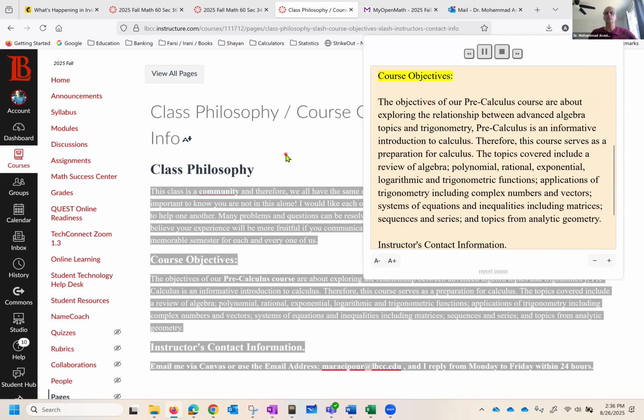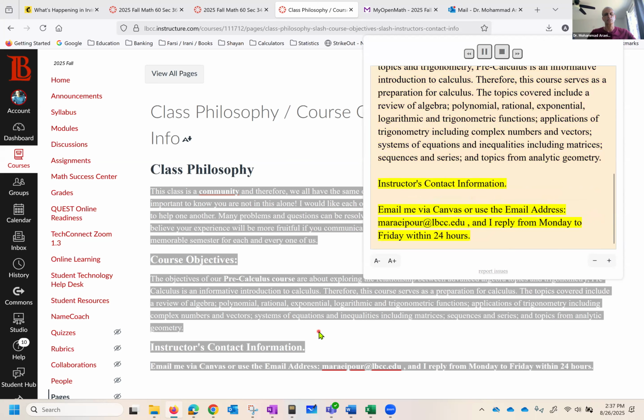Course objectives. The objectives of our pre-calculus course are about exploring the relationship between advanced algebra topics and trigonometry. Pre-calculus is an informative introduction to calculus. Therefore, this course serves as a preparation for calculus. The topics covered include a review of algebra, polynomial, rational, exponential, logarithmic, and trigonometric functions, applications of trigonometry including complex numbers and vectors, systems of equations and inequalities including matrices, sequences and series, and topics from analytic geometry.